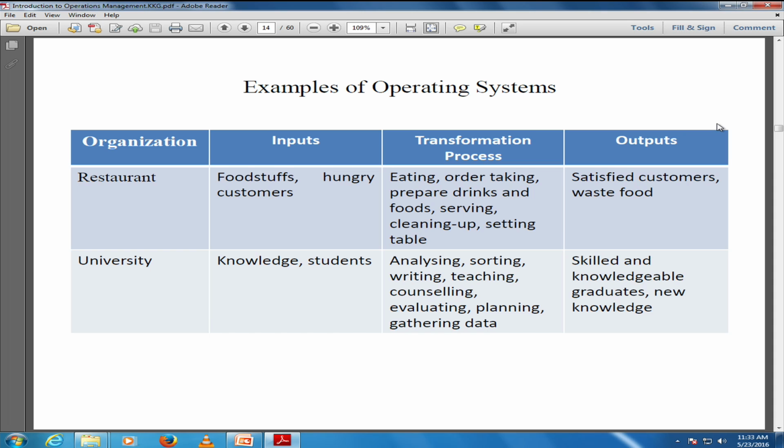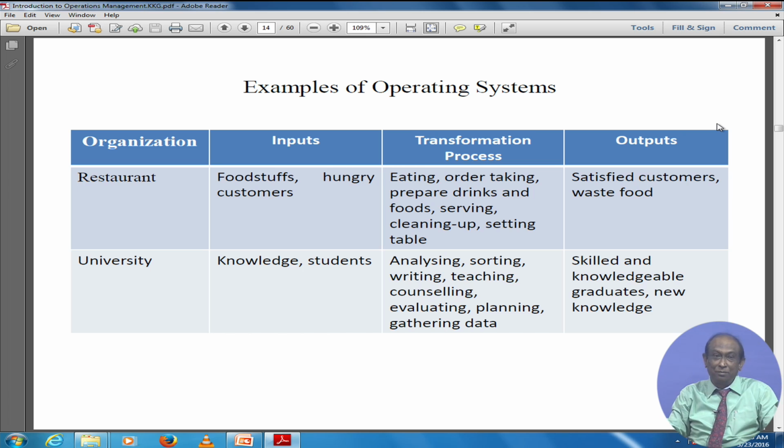Even I said that restaurants and universities are organizations. What are the inputs to a restaurant? Foodstuffs and hungry customers. And what is the transformation process? Eating, order taking, preparing drinks and foods, serving, cleaning up, setting the table. And what is the output? Satisfied customers, and on the other hand also waste food.